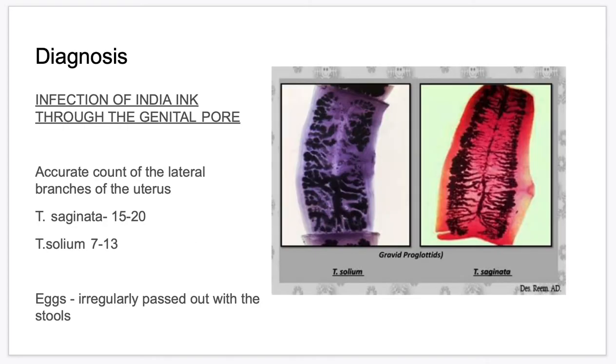For diagnosis, that's why I said before it's important to know the accurate count of the lateral branches of the uterus, because this will help us in the diagnosis if the proglottids are of T. solium or of T. saginata. So remember, with T. saginata, that is 15 to 20 branches, and for T. solium, that's 7 to 13. Eggs are irregularly passed out in the stool.